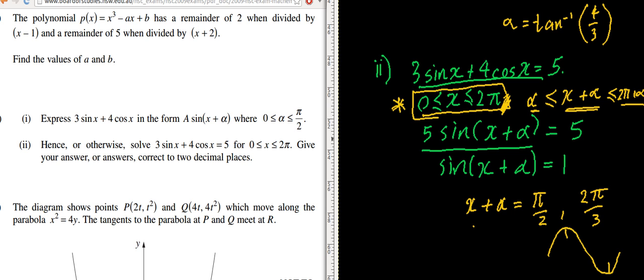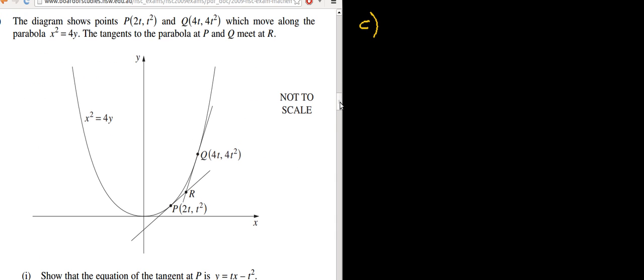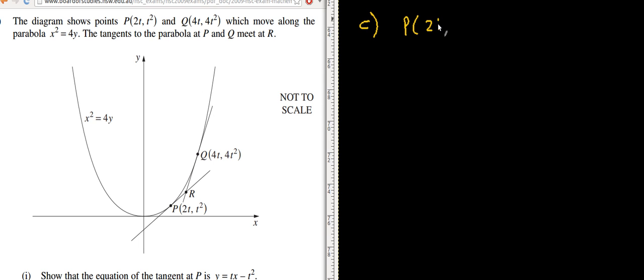Okay, moving right along, part C. Part C has this parabola, and the parameters, it's got this parameter called t. The points are P, 2t, t squared. Now what you've got to be careful of is that the second point, Q, is 4t and 4t squared. So a single parameter t controls both of the points. So there's a relationship between the 2 points.